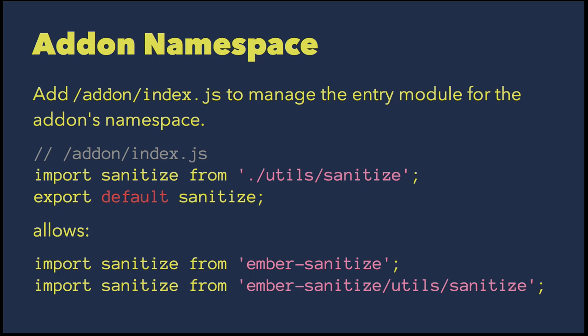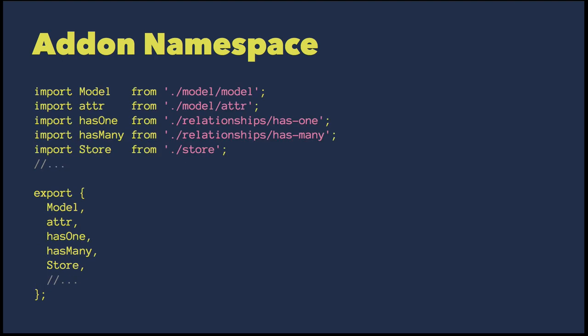Now for this add-on, there's not really much point. There's only one util, and it's not very complicated, but for more involved add-ons, I've got an add-on called Fireplace, which is a Firebase model library. And this has a ton of different things you can import: models, relationships, stores, transforms, this, that, the other. If you had to know exactly where inside the add-on these things were stored in order to use it, it'd be a bit of a pain.